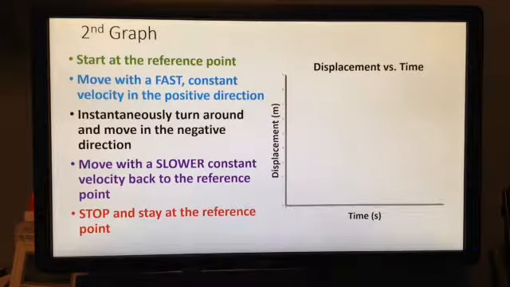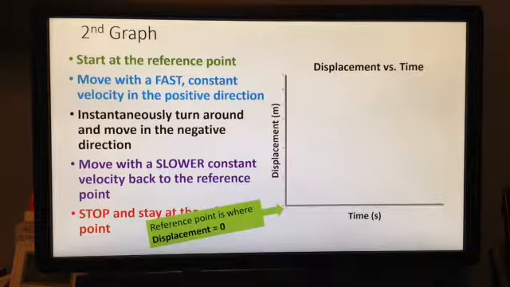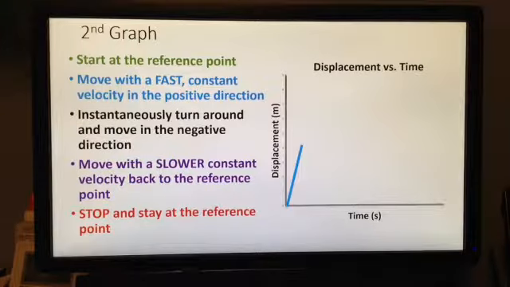Second graph. Start at the reference point, move with a fast constant velocity in the positive direction, instantaneously turn around and move in the negative direction with a slower constant velocity back to the reference point, and then stop and stay at the reference point.